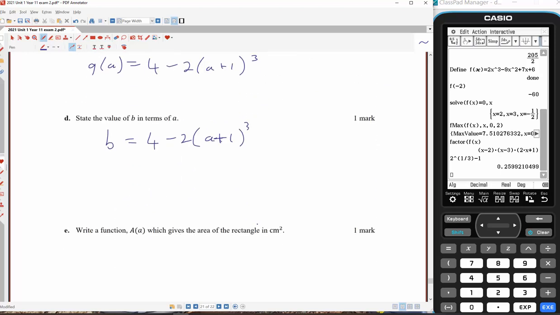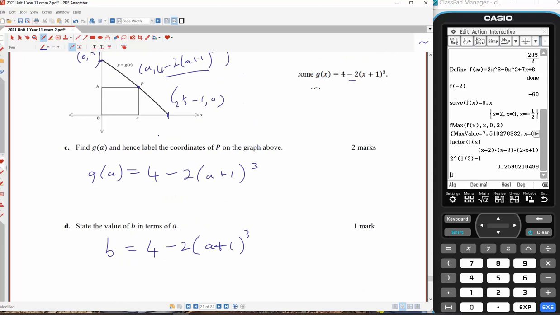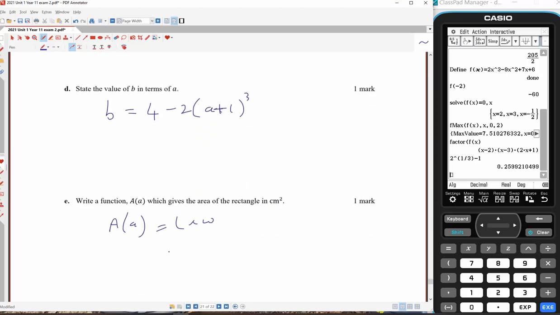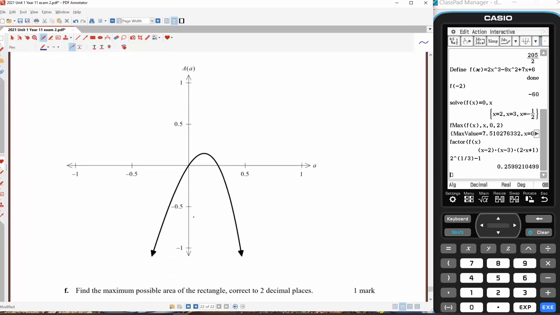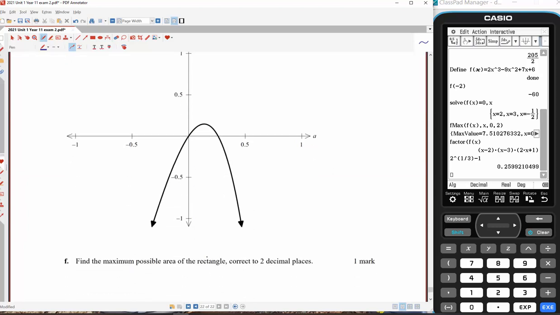Write a function A of a which gives the area of the rectangle. So A of a is equal to length by width. Now it needs to be in terms of a only. So it's going to be this value here, a, multiplied by b. And we know that b is just this. So it's going to be a times 4 take 2, a plus 1 cubed. So there's my A of a function. The graph of A of a appears below. Find the maximum possible area of the rectangle correct to 2 decimal places.